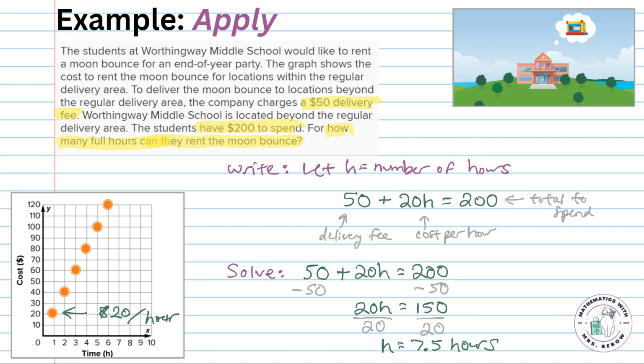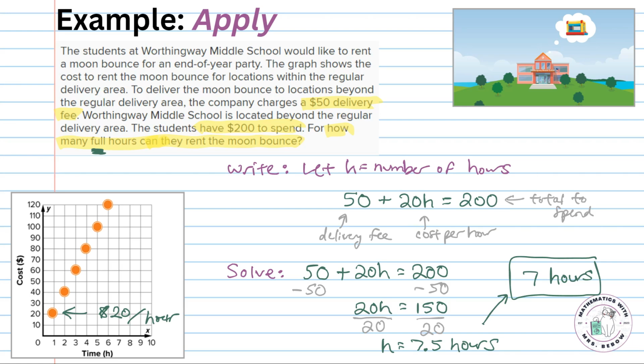So we're actually going to say our final answer is 7 hours. If they didn't ask us for how many full hours, we could just call it good with 7.5. So always go back and double check what your question's asking for, because that made a big difference, right? So full hours versus how many hours? Full hours is going to be 7.